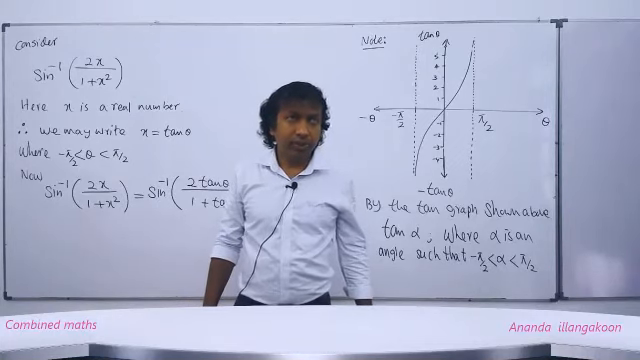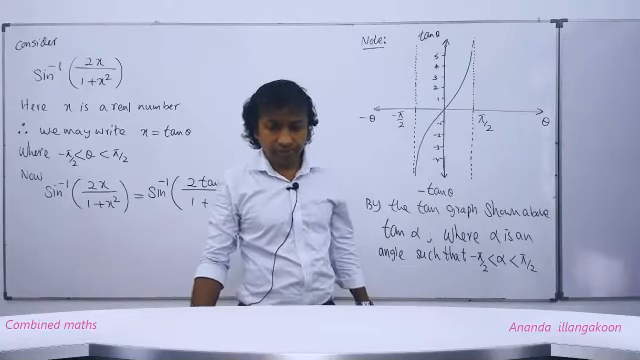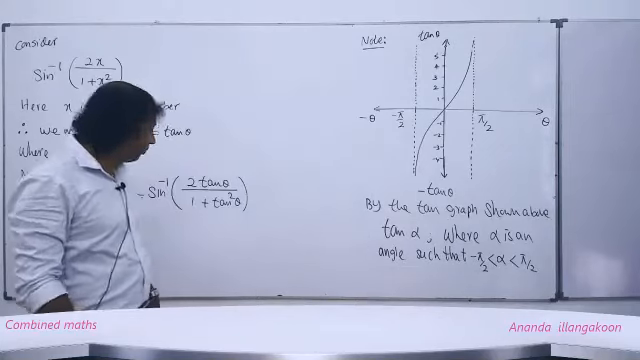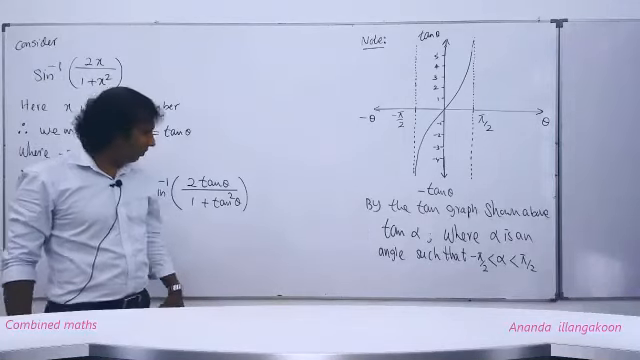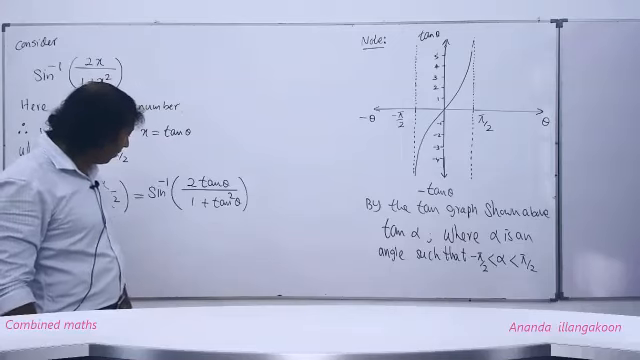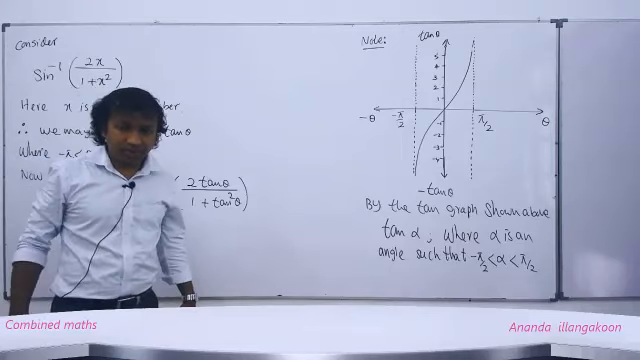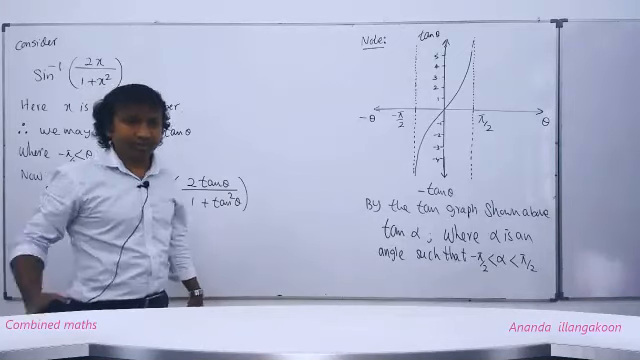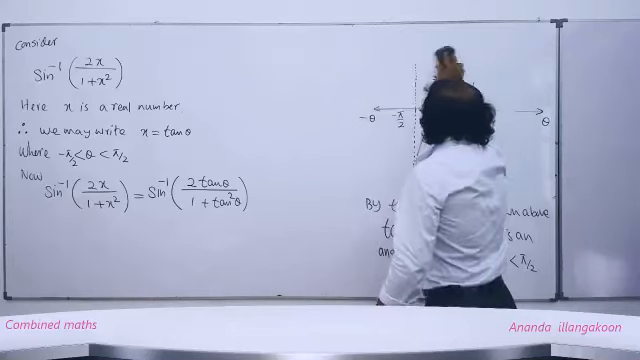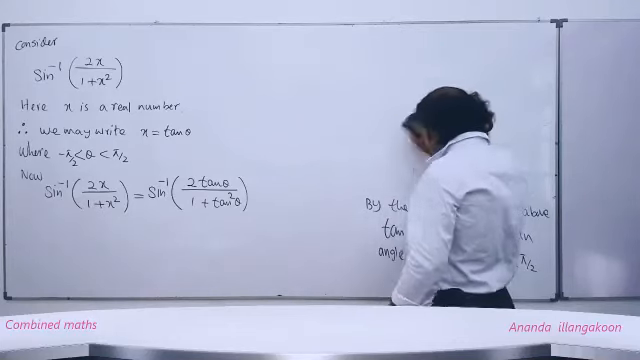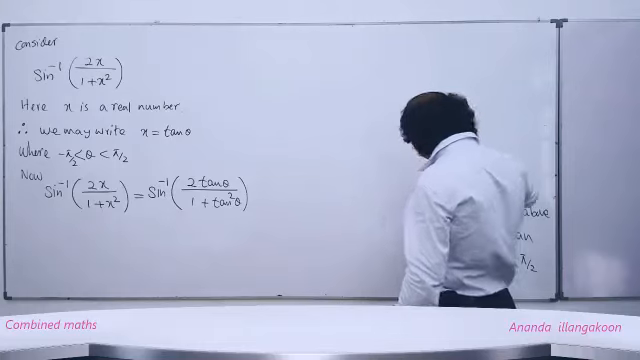Among those formulae, I think this was the 23rd or 22nd formula. Go through your formulae and tell me the correct answer. 2 tan theta divided by 1 plus tan square theta. Tan 2 theta? Tan 2 theta is wrong. Sin 2 theta. Yeah, it's sin 2 theta, people.